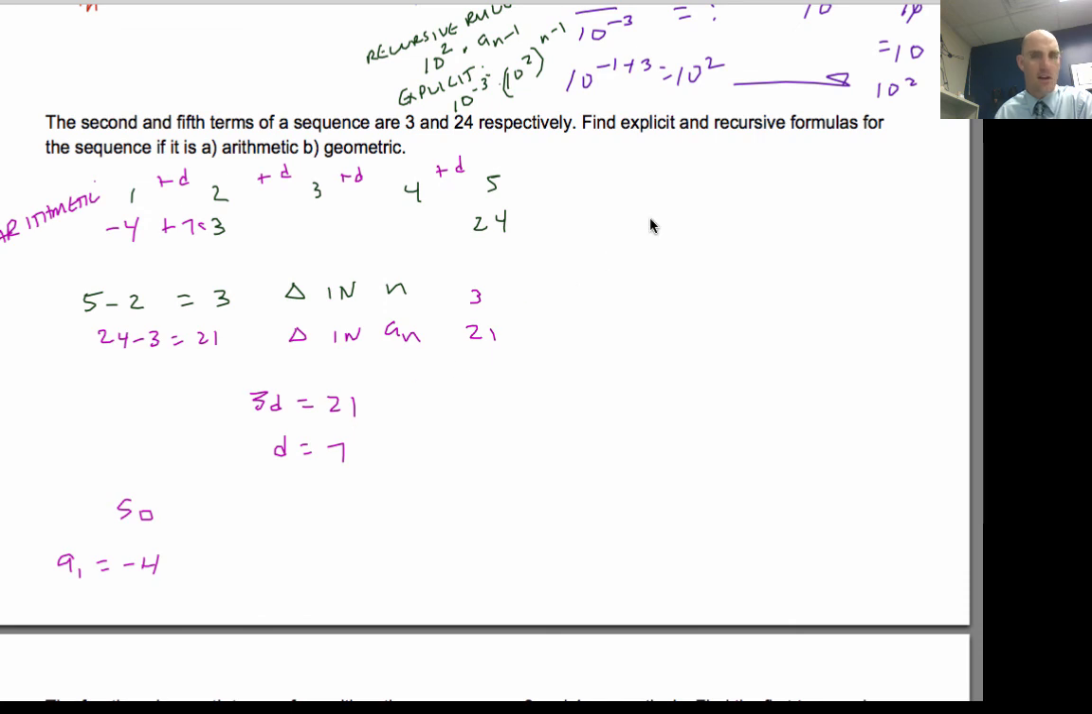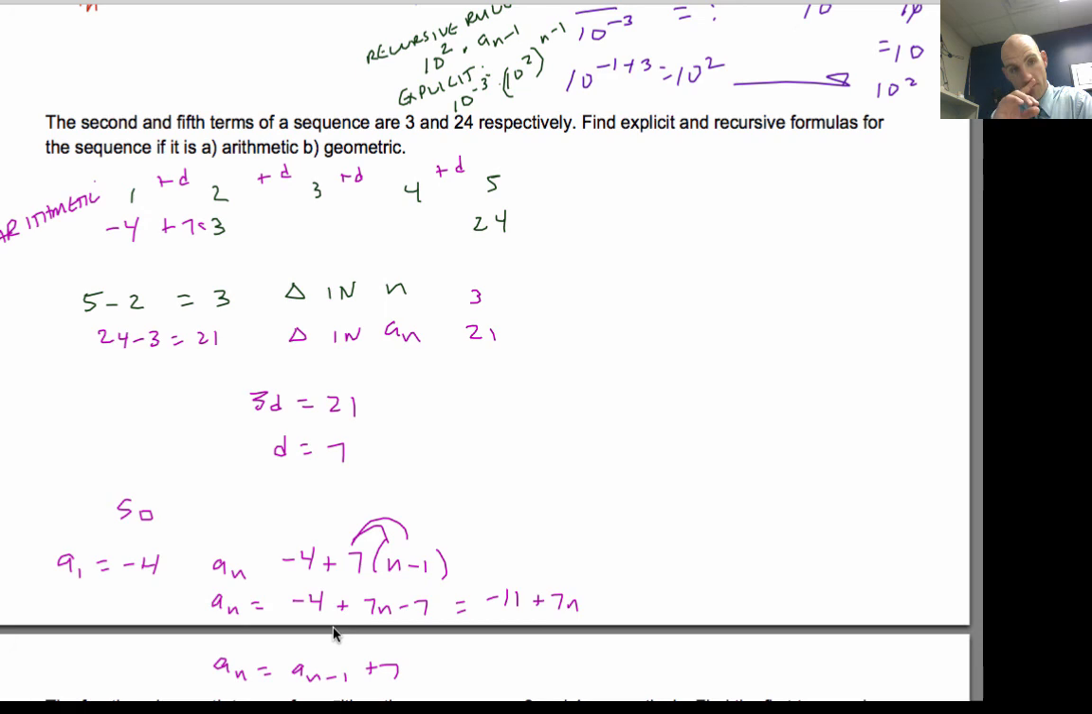So that would mean that if I'm trying to find the explicit formula, that would be -4 plus common difference times n minus 1. So my formula is equal to -4 plus 7n, I'm distributing this in, minus 7, which is equal to -11 plus 7n. And so if I want a recursive formula, it's going to be a sub n is equal to a sub n minus 1 plus 7. All right? That's all there is to it, guys. That's the first part where we do it as an arithmetic sequence. Let's do it as a geometric sequence now.